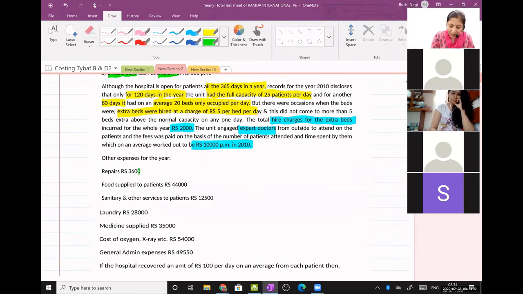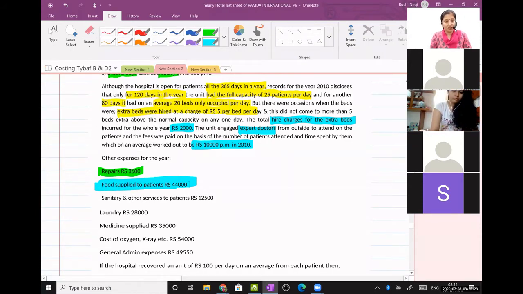What about food supplied to patients? Madhu, Nishant, Aniksha, Ranjana, Nikita, Shubham are saying it's variable. Yeah, very good, obviously. Why? Because it's clearly given it is food given to patients. So the basis of calculation is what? Number of patients. So it has to be a variable cost.